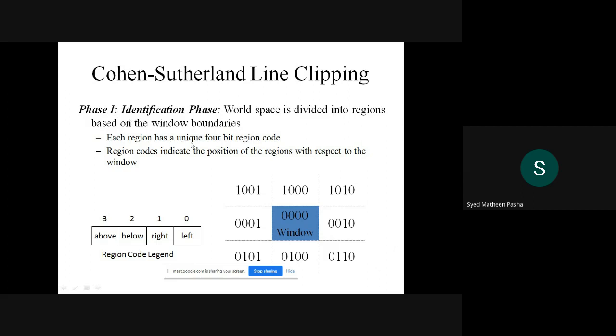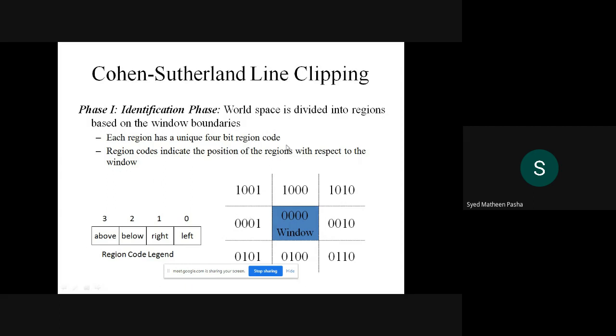Then each region has a unique 4-bit region code. What is the identification number for you? It is the USN, right? For me, it is the staff ID. Similarly, the Cohen-Sutherland line clipping algorithm gives a name to each region. There are 9 regions, as I told, and for each region a different code is given as an identification number. I can call this a region code. For example, this is one region, and the code for it is 0001. So I can call this the identification number for that particular region.